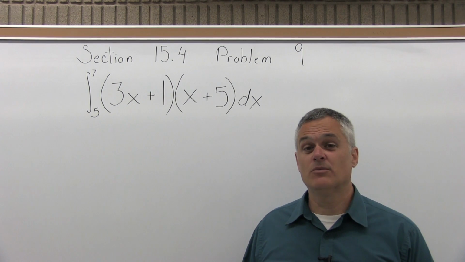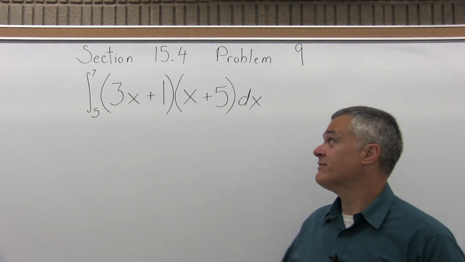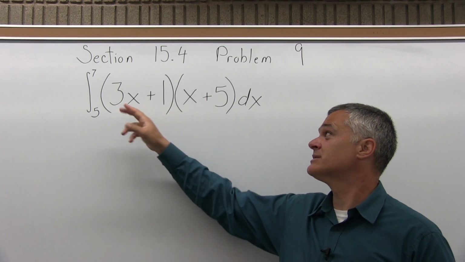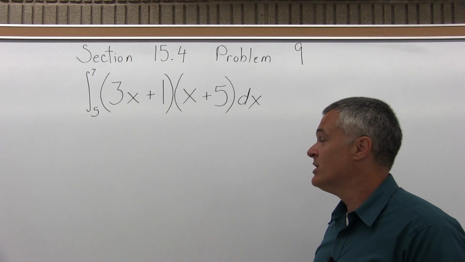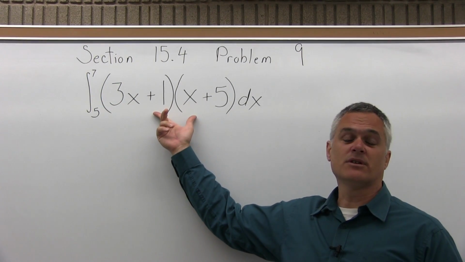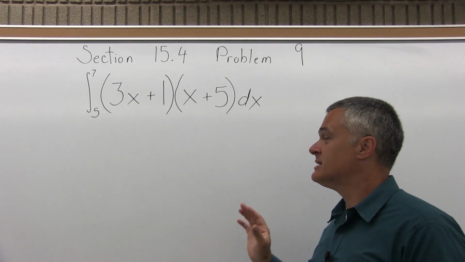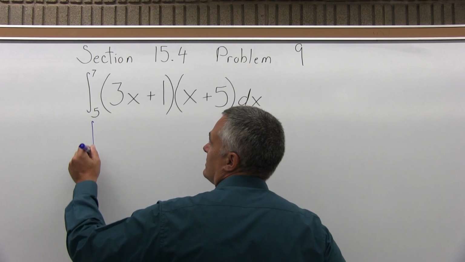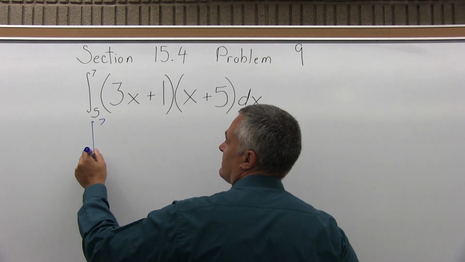This is Section 15.4, Problem 9. We have the definite integral of (3x + 1)(x + 5) dx from 7 to 5. To solve a problem like this, I have to clear the parentheses. I have to do out the FOIL, simplify, and then I can actually do the integral. So before I start the integral, it's still going to be the definite integral from 7 to 5.